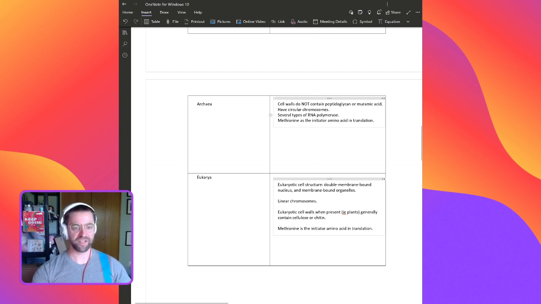So note some similarities between eukarya and archaea. Methionine is the initiator amino acid, and that's the big one, right?